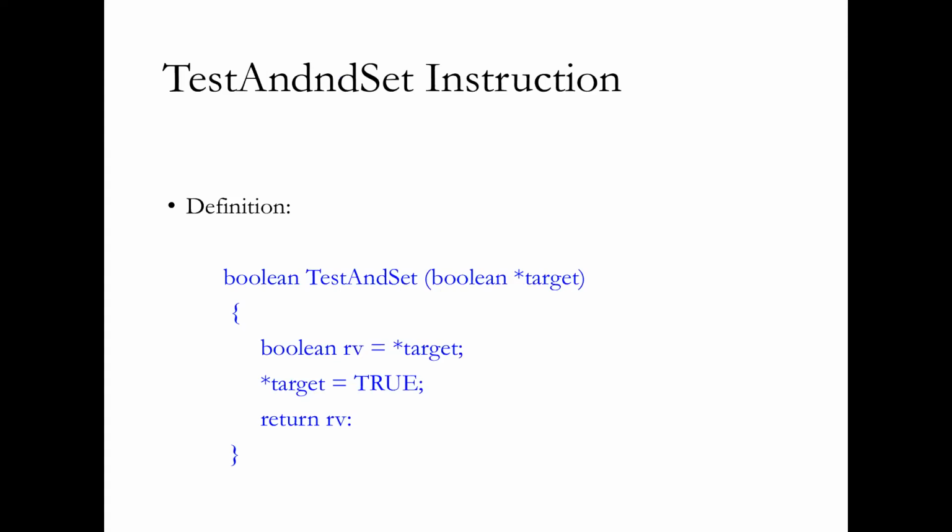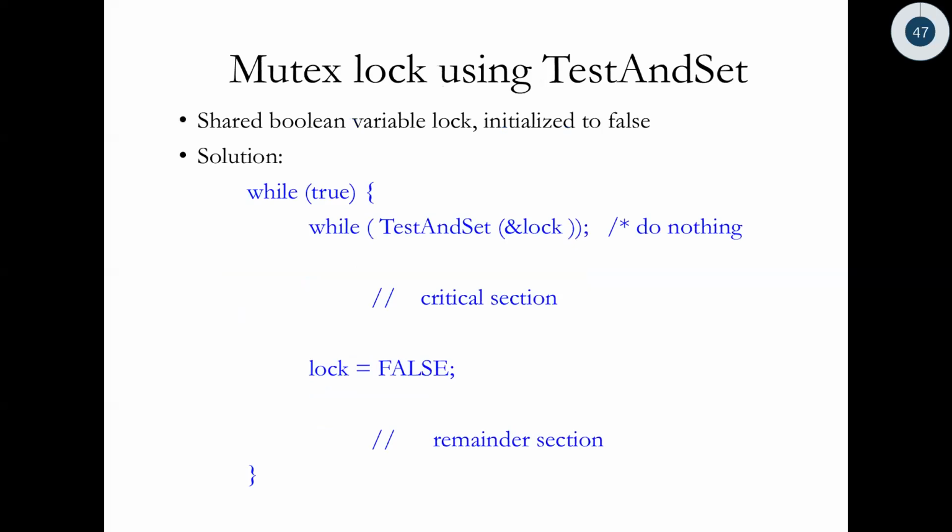In the case of x86, this instruction is known as exchange. Exchange will always return the previous value and set the memory location to a new value. By using this instruction, you can implement a lock. It's a very simple, very straightforward implementation, but it requires special hardware support. But this is something that we actually use in practical implementations.